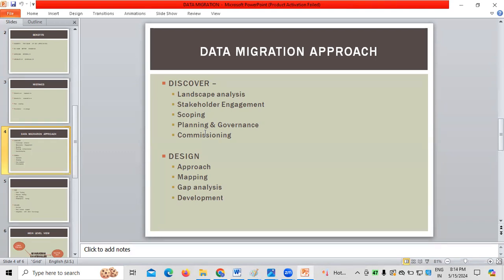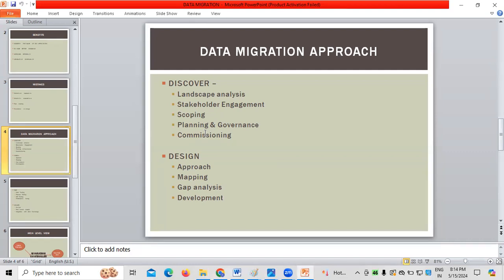This is the first phase in the data migration. Discovery is the first phase. Right. The second phase is called the design phase. In the discovery phase, first of all, you will be identifying the importance of data migration. Why is it important? How is it important? To know that, the discovery phase is used.